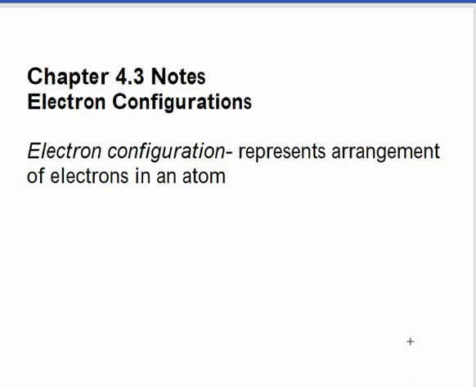So today we're going to go over chapter 4.3. We're going to look at electron configurations. An electron configuration is just a way to represent the arrangement of electrons in an atom.